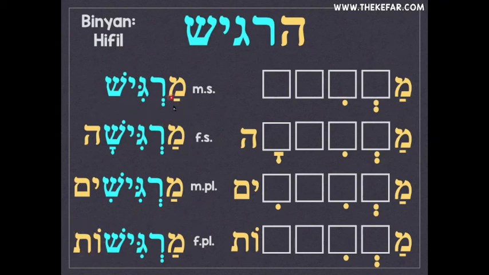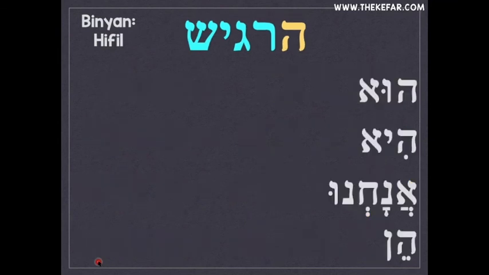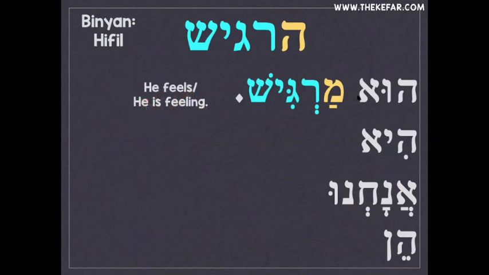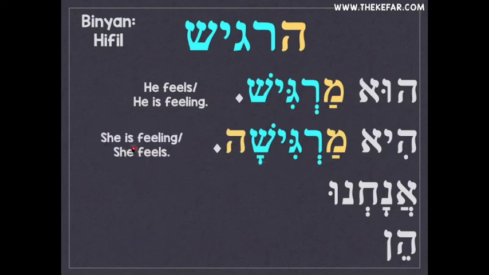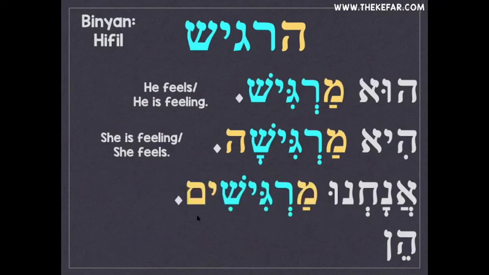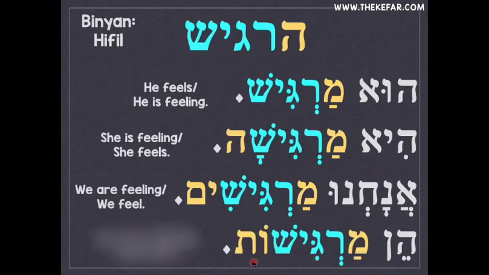So margish, a-i, margisha, a-i-a, margishim, a-i-im, and margishot, a-i-ot. So looking at it with some sentences, hu margish, he feels or he is feeling. Hi margisha, so she feels or she is feeling. Anachnu margishim, so we feel or we are feeling. And hen margishot, they, feminine, are feeling or they feel. Okay? Pretty straightforward. Again, you're just replacing the ha from the infinitive with a ma.